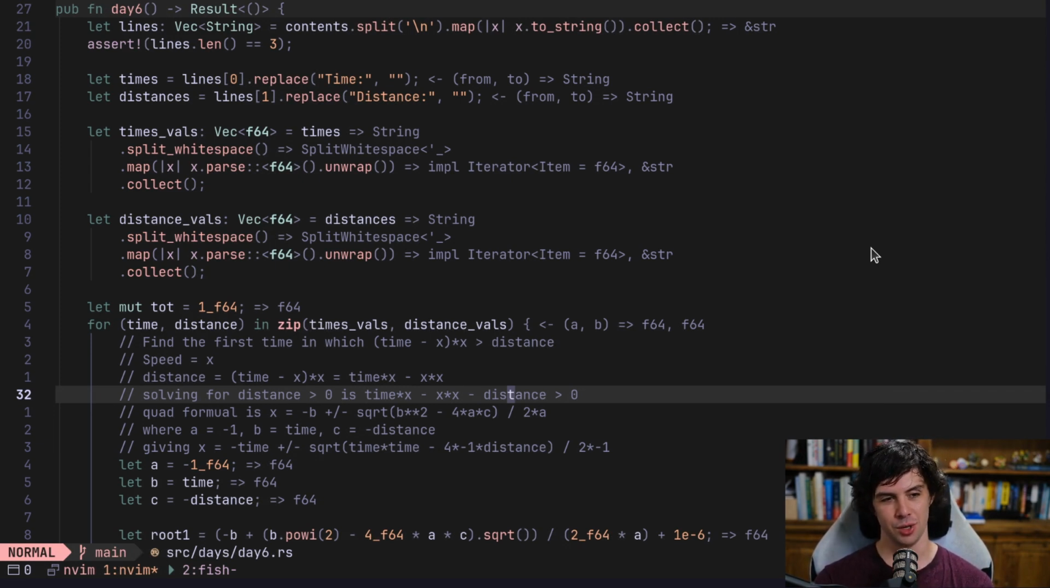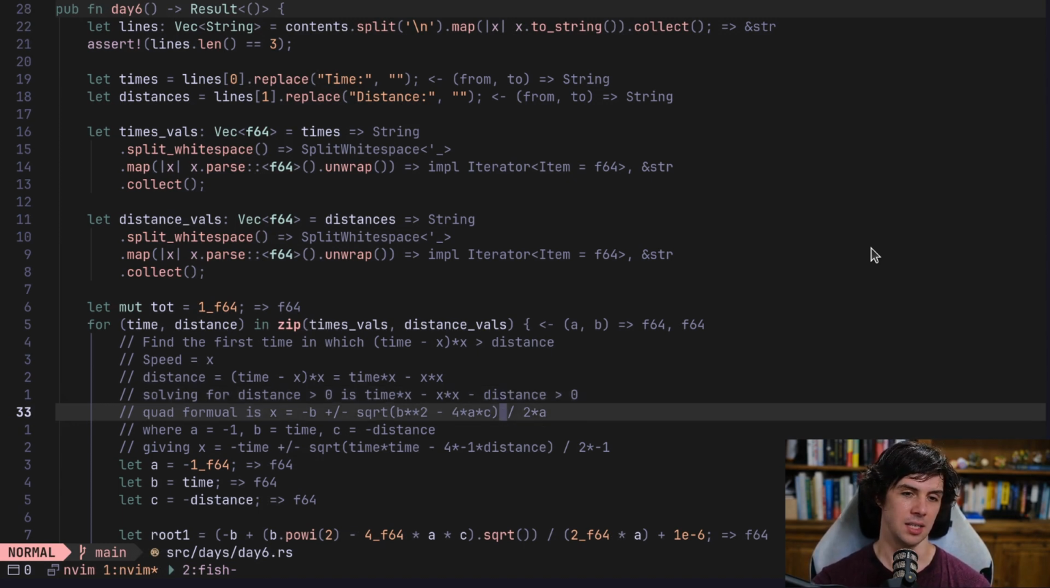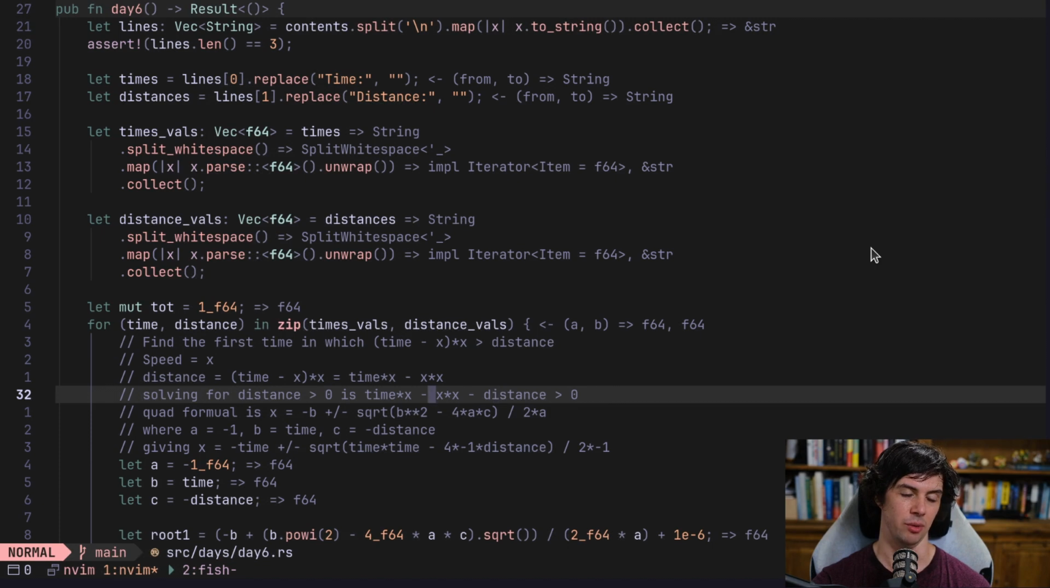So for those who have not used this in yonks, the quadratic formula is minus b plus or minus the square root of b squared minus 4ac, and then all of that is divided by 2a. Now a, in this case, is -1 because that's the value in front of x squared. B is the value for time, and c is negative distance.